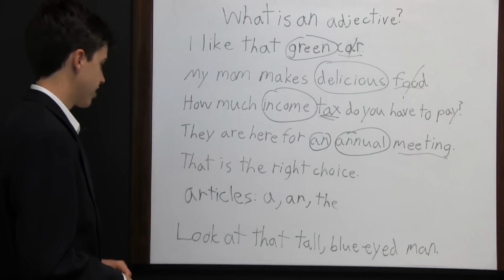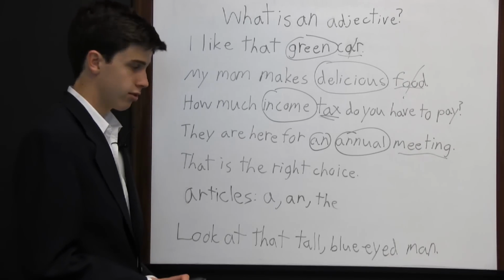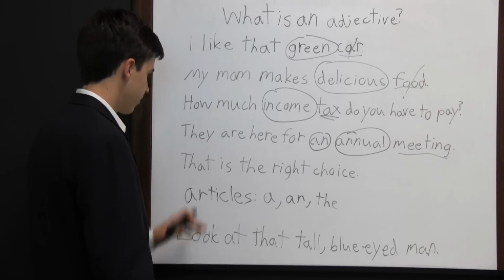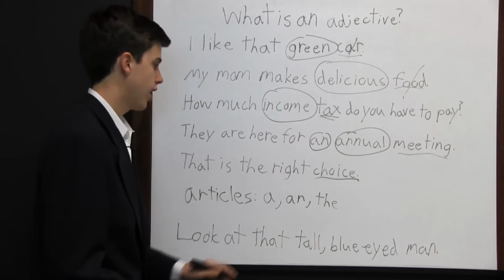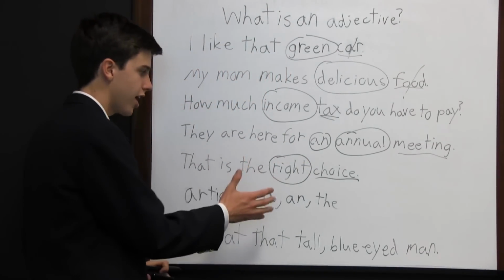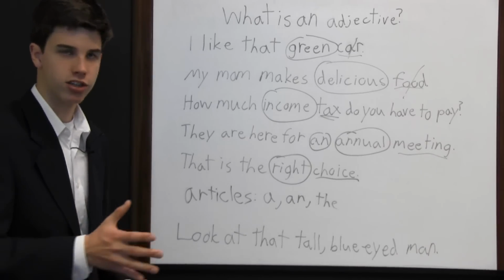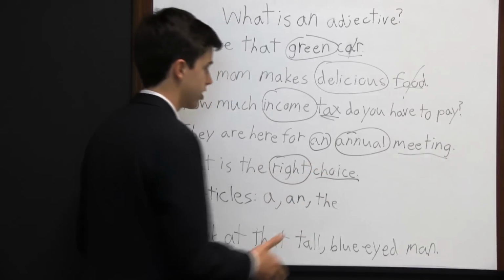All right, let's look at another example, our last example. That is the right choice. So this one's a little bit harder than the other ones. But if you look at choice right here, okay, what word is describing choice? Right is describing choice, because this isn't talking about right or left. This is talking about correct or incorrect. So the author is saying that is the correct choice.